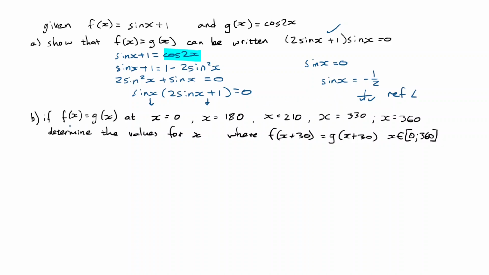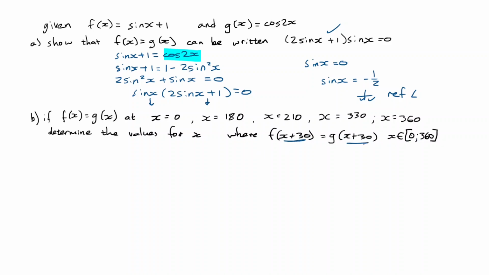That being done, to get us going in question B, where they've worked out those x answers, the specific solutions were 0, 180, 210, 330, and 360. Now the question comes to determine the values for x, where f of x plus 30 equals g of x plus 30, between 0 and 360.